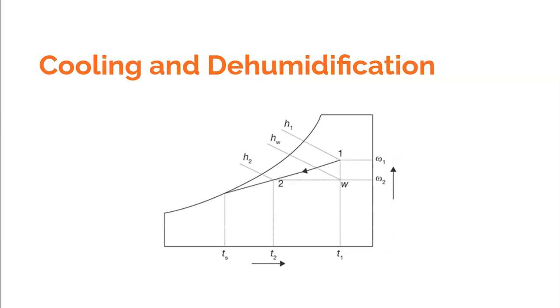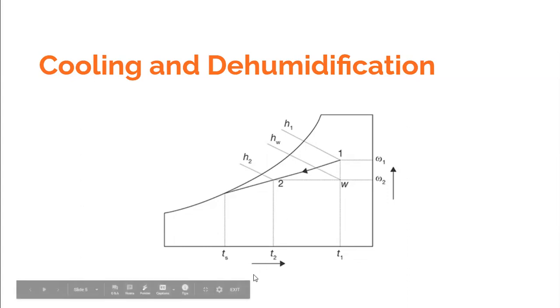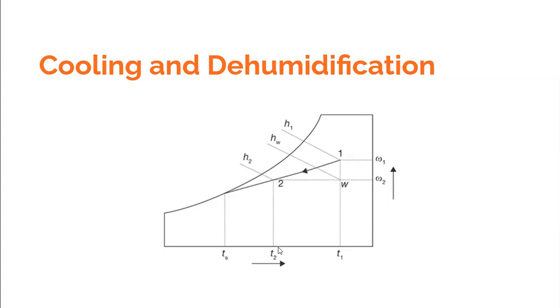During the process 1 to 2, the temperature is decreasing. The temperature is decreasing from T1 to T2. Look at the direction of this. This is the direction of increasing temperature, and what we are having is the arrow away from the vertical, which means that the dry bulb temperature is decreasing from T1 to T2 during this process. Hence it is a cooling process.